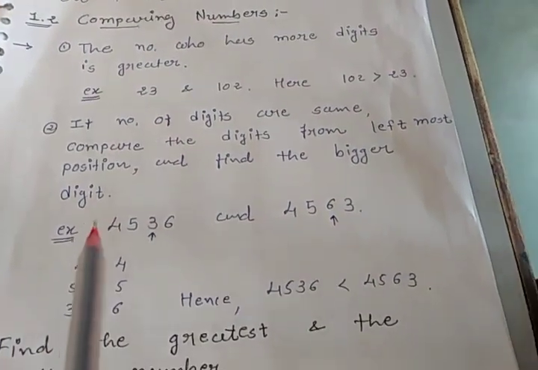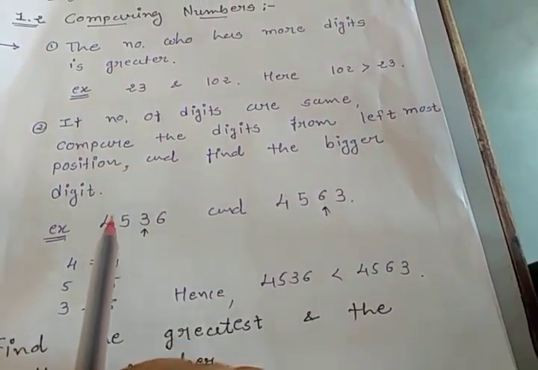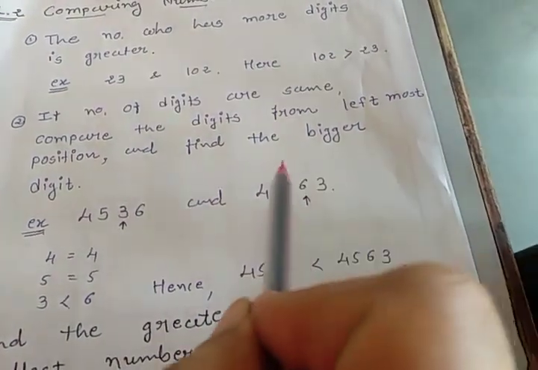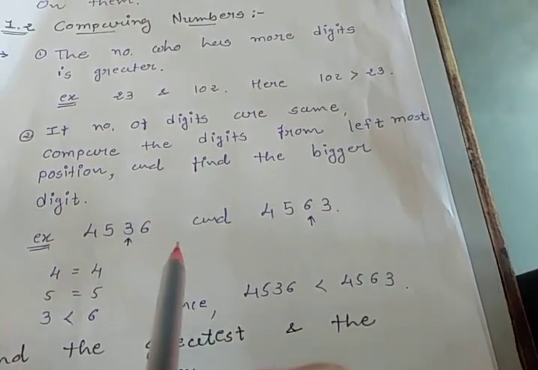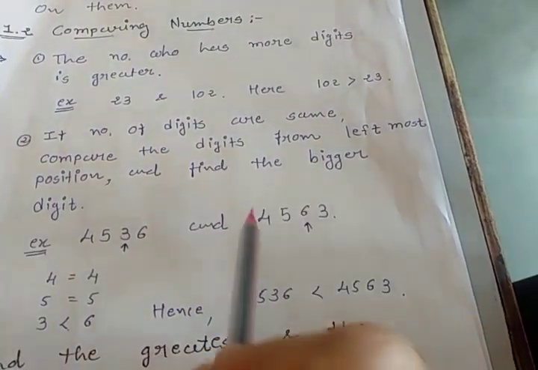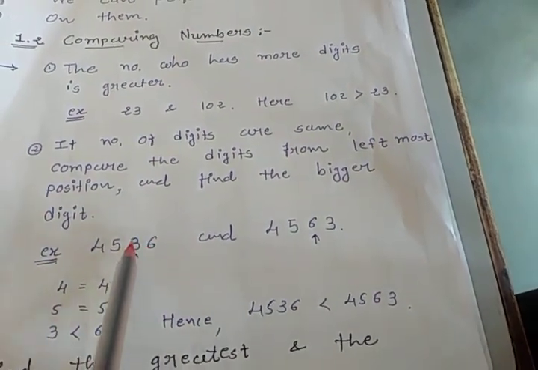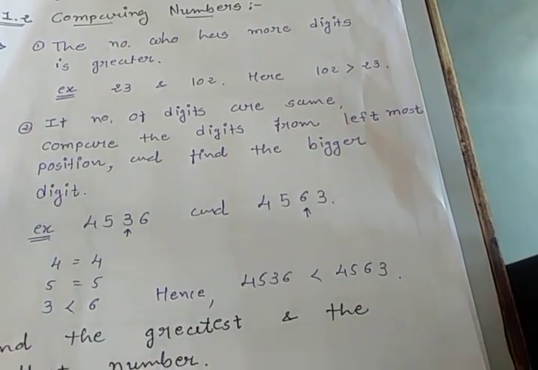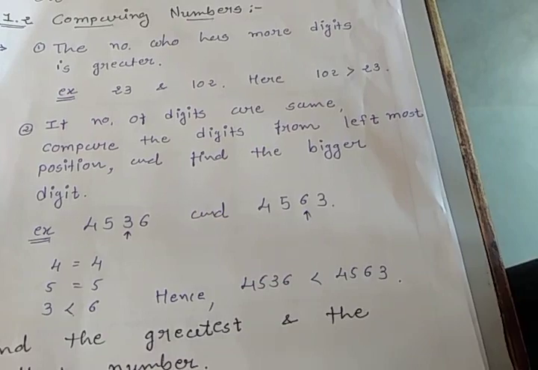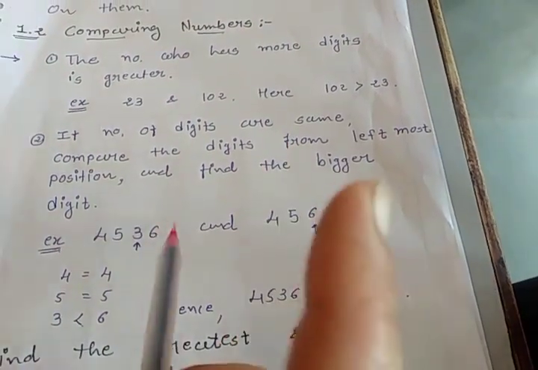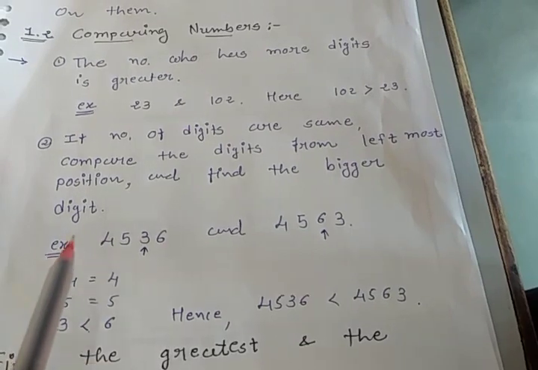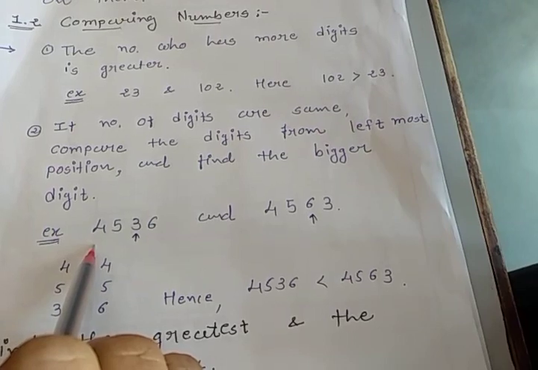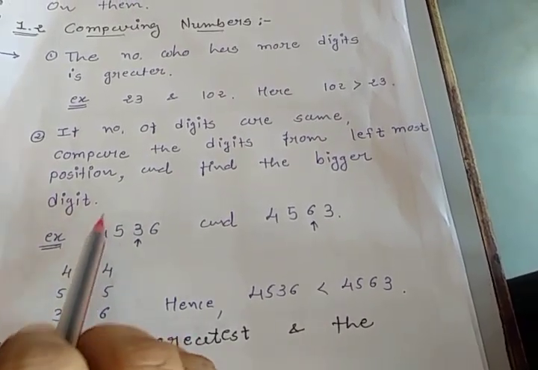Let's take one example. 4, 5, 3, 6, that is 4536, and another number is 4563. Clear? Here both numbers have 4 digits: 1, 2, 3, 4 and 1, 2, 3, 4. Now which one is greater? For that we will compare the digits from the leftmost position. Leftmost means 4. From this we will start. This is the leftmost position of the number.